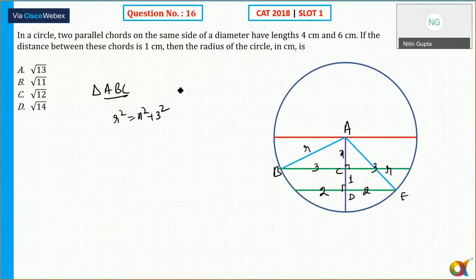All right. Now, yes, Priyank. R square is equal to X square plus 3 square. You are late, I think. Just forward the videos if you joined right now. Okay.